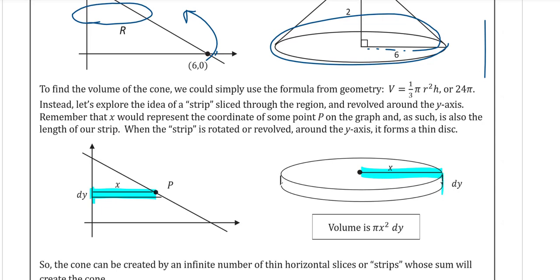You want to remember that the volume of a cylinder is pi r squared h. So our dy becomes our h, and our x is our r. That's where that formula comes from. The cone can be created by doing an infinite number of these horizontal strips or discs, and they get smaller in x values, so smaller in radius, so eventually they'll form that cone on top. So that's what we're going for.